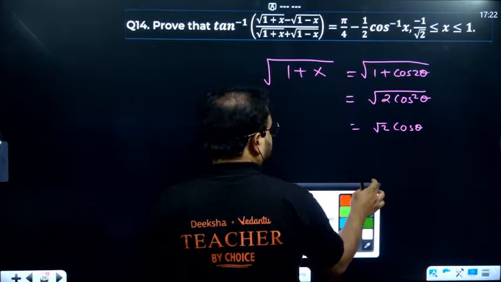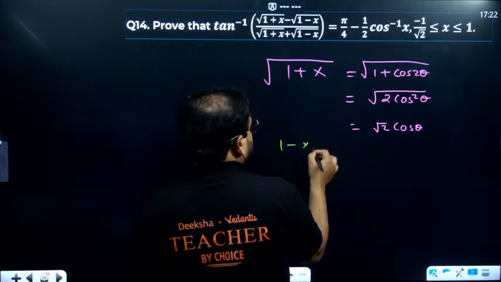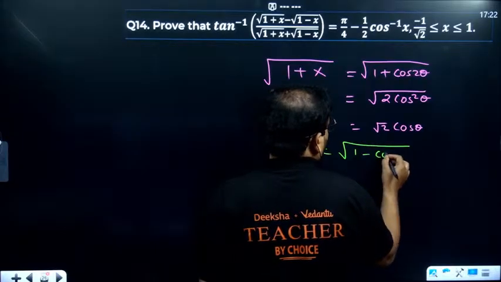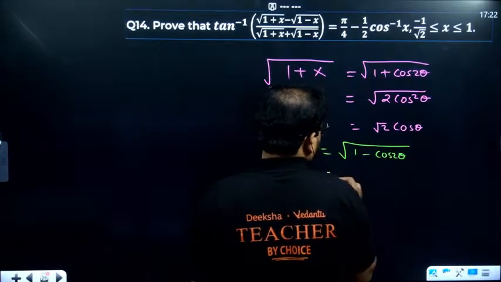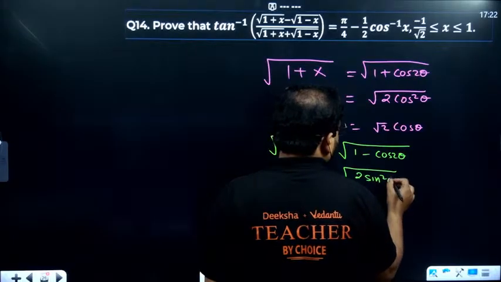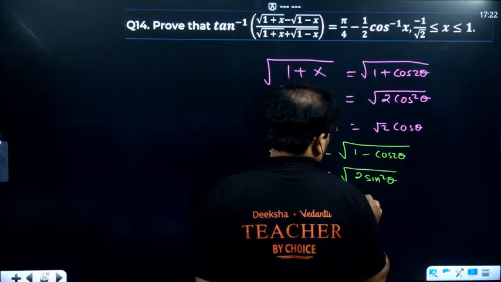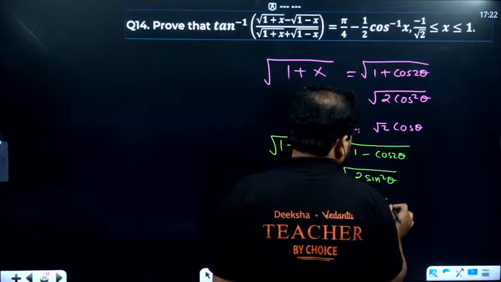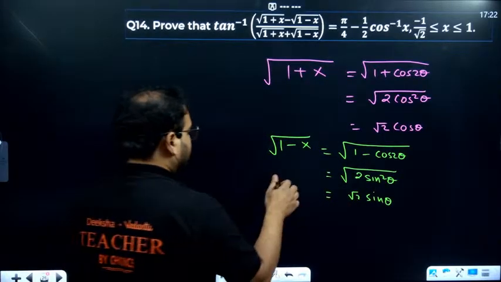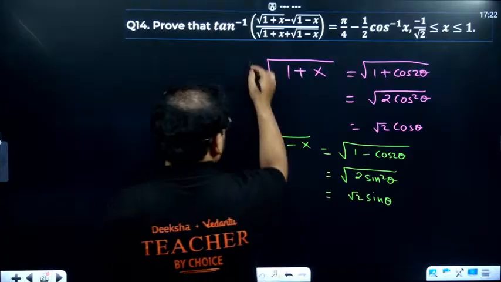What happens if I take 1 minus x? Same thing will happen: 1 minus cos 2 theta. So I get here 2 sine square theta, and this becomes root 2 sine theta. Now if you check the question, basically what they have given has a form.